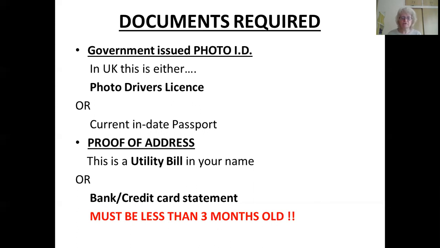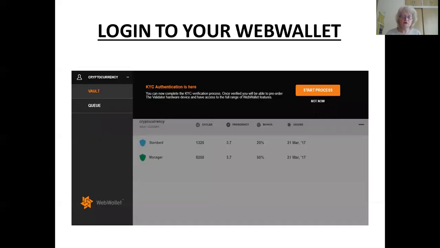Okay, now once you've got those photoed and ready to upload, then we can actually start the process. Now, when you log into your web wallet, you can see now that it's got messages here. KYC authentication is here. It says you can now complete the KYC verification process. Once verified, you'll be able to pre-order the validator hardware device and have access to the full range of web wallet features. So when you actually log in, there's also a start process button and a not now button.